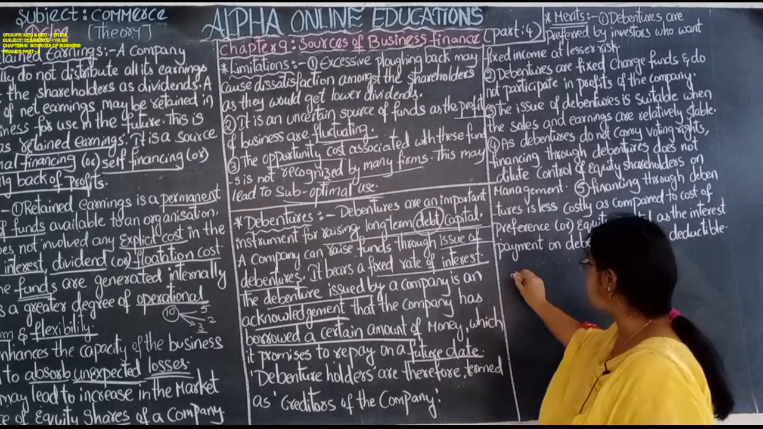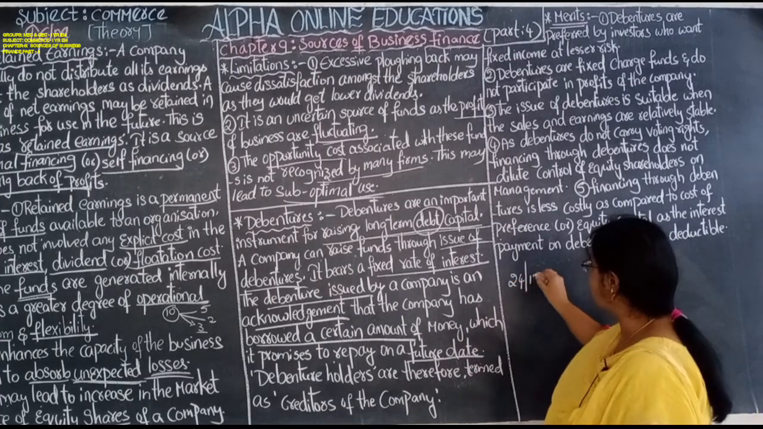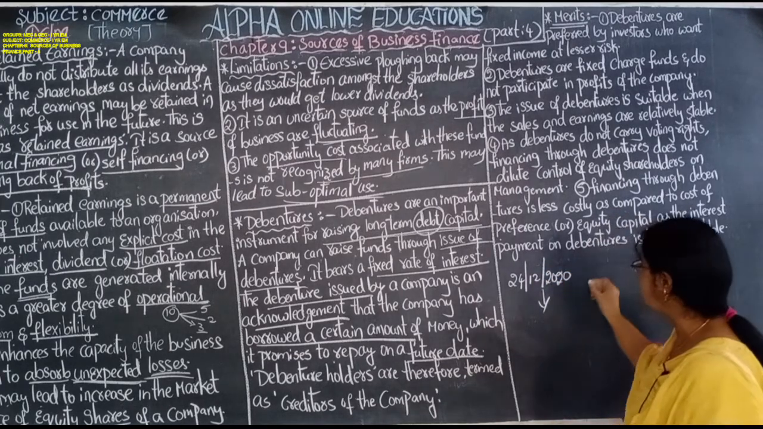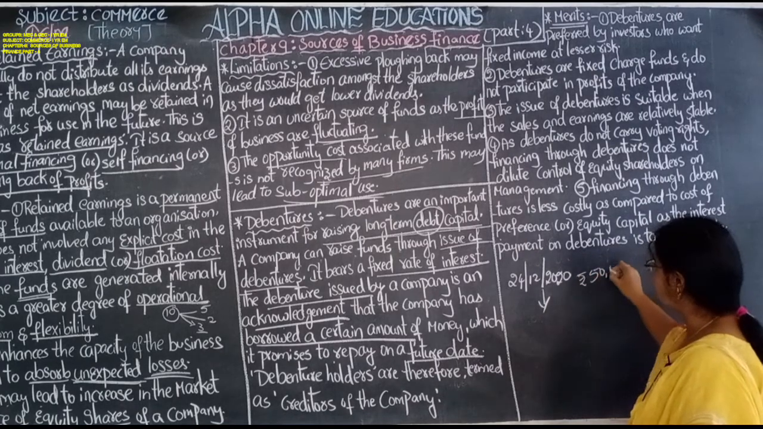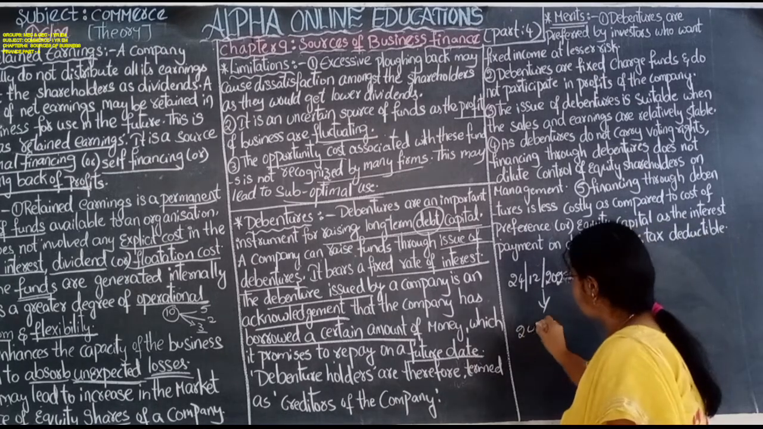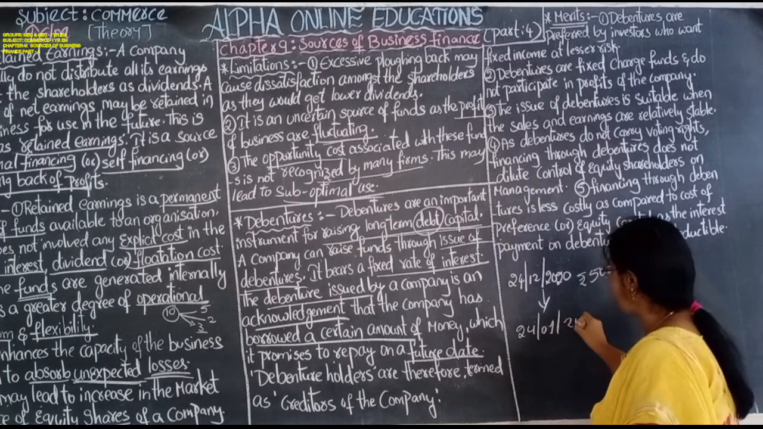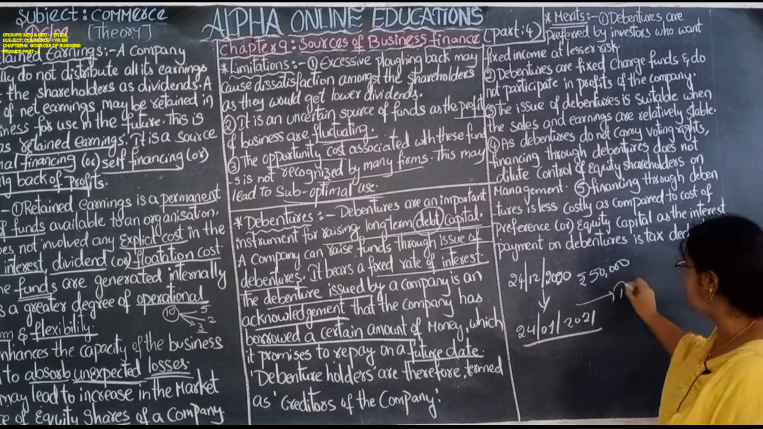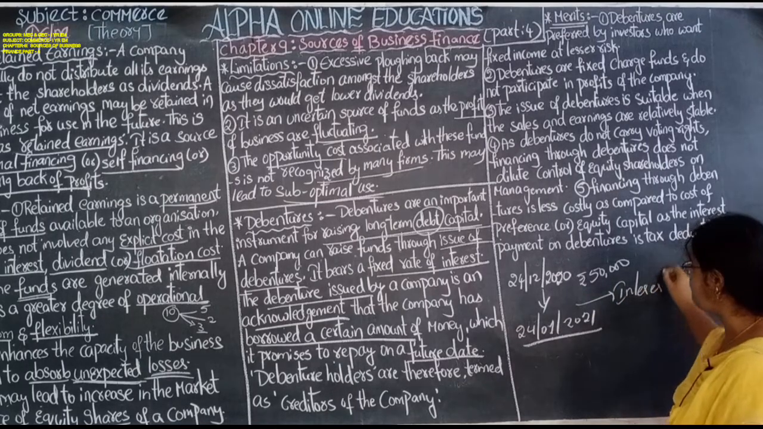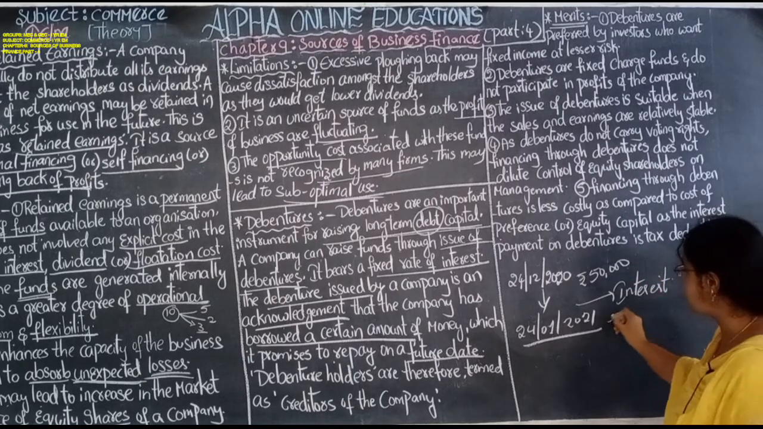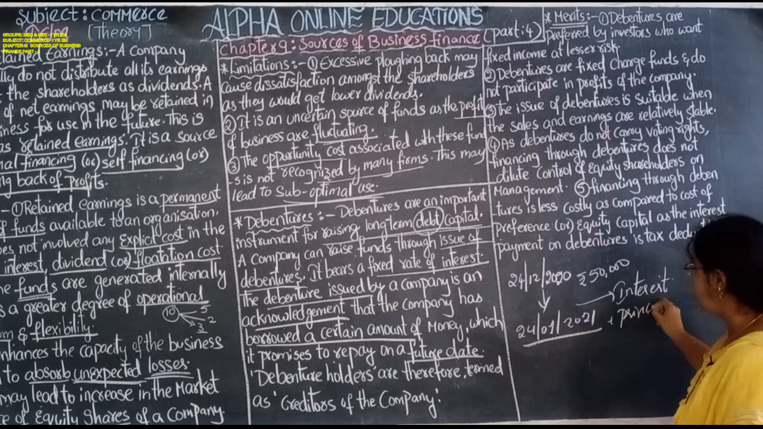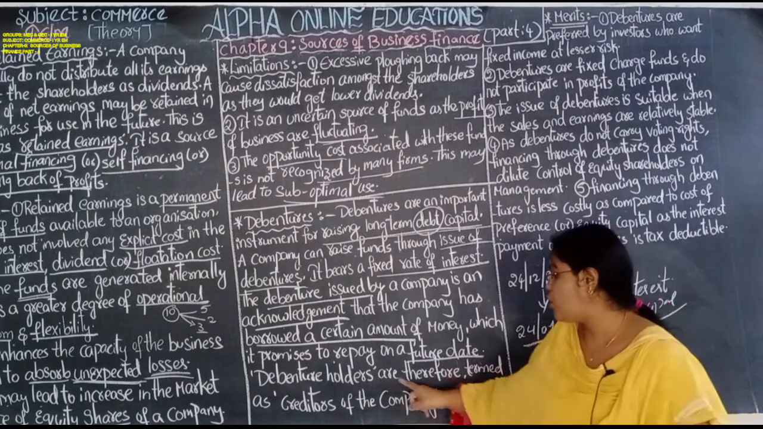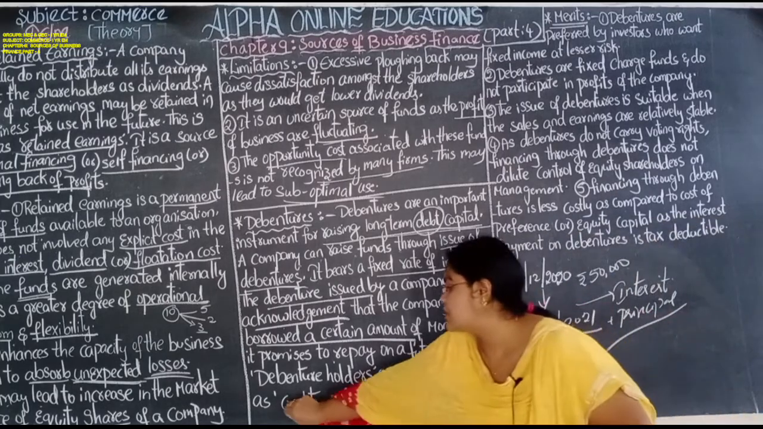For example, it has borrowed on 24th December 2020 and it is promised to pay the total amount, that is rupees 50,000, on 24th January 2021. It is a promise to pay on that day. Up to that date it will get interest on that amount. The interest plus the principal amount is given on the future date. Debenture holders are therefore termed as the creditors of the company.